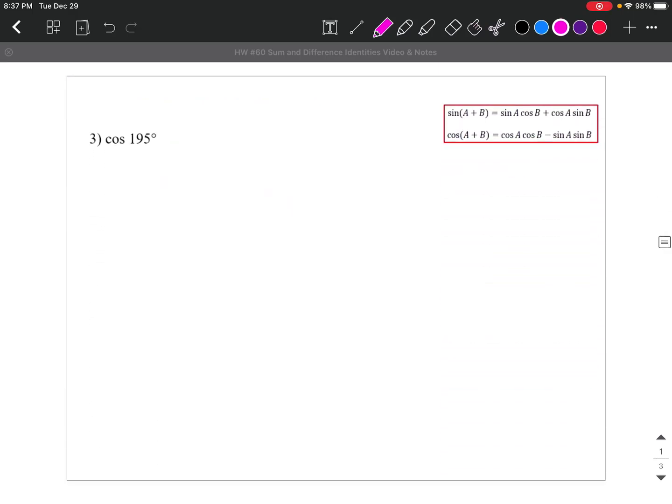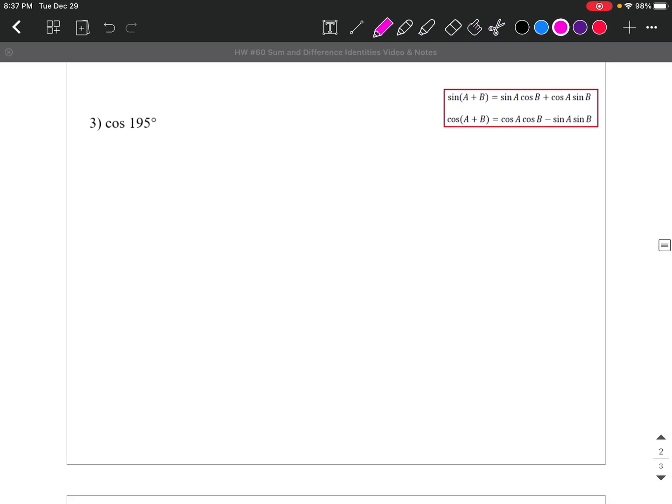Let's do the cosine of 195 degrees. Now, I purposely picked one. It's the same angle, so we don't have to think too hard. We're going to use the same angles. The cosine of 150 degrees plus 45 degrees. Only this time, we're going to use this identity. So this is my A is 150 and B is still 45 degrees.